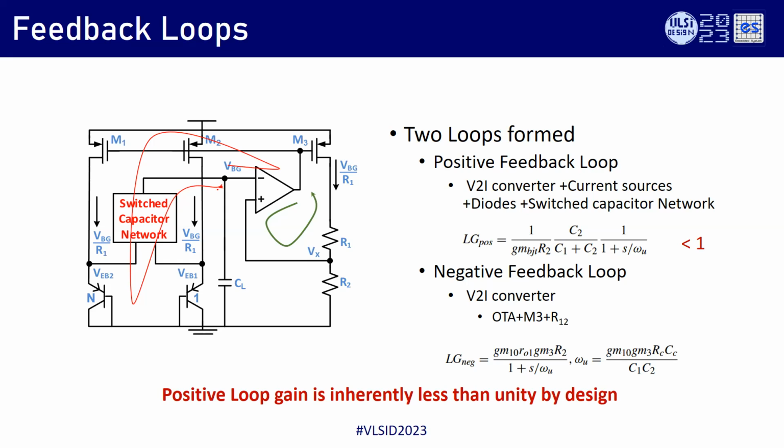So fortunately in this architecture, the positive feedback is inherently pretty weak, because you can see here, this red marked loop is the positive feedback. If you cut the loop here and travel around it, what will happen is it goes from here to here.